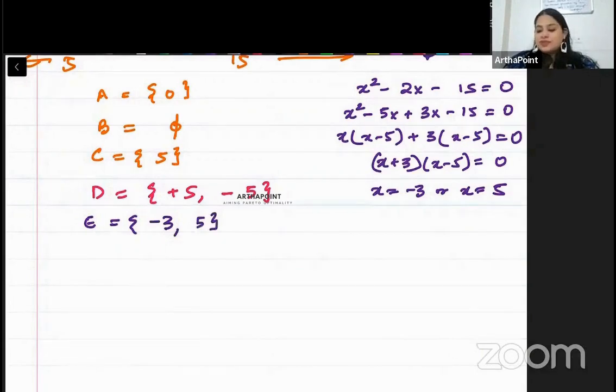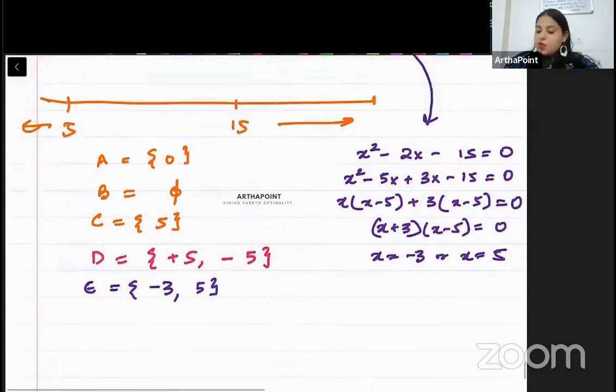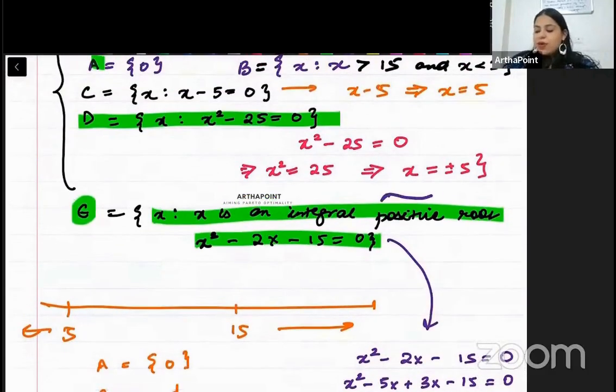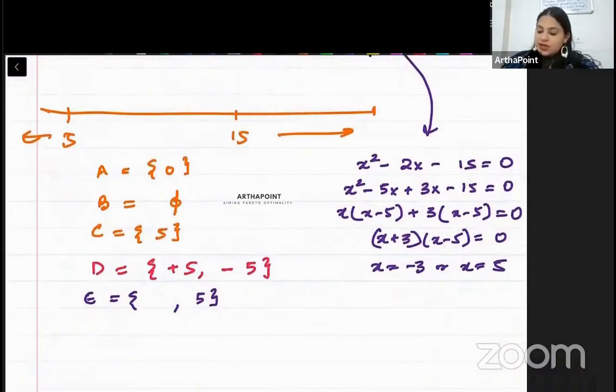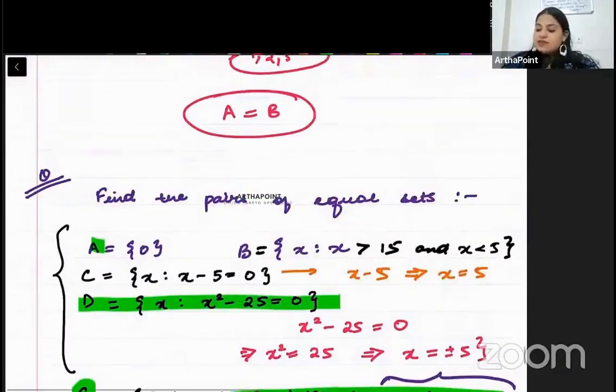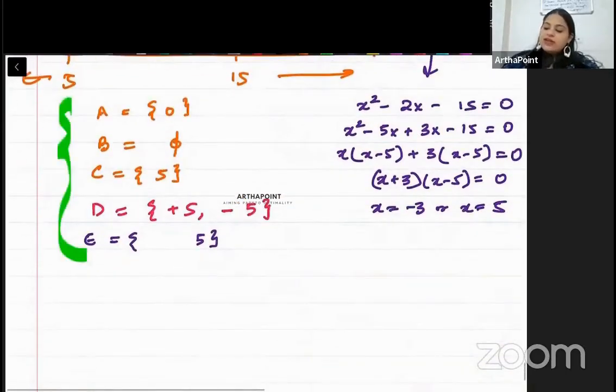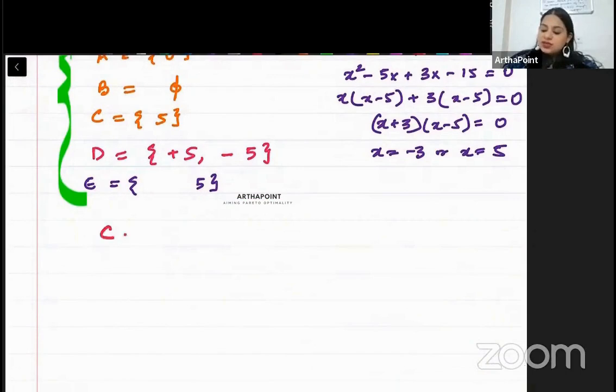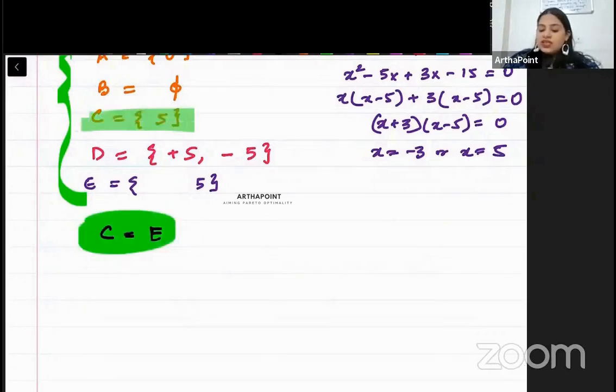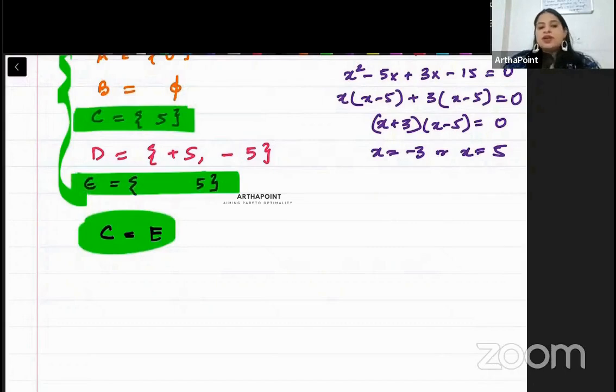So what do we see? There is just one thing left for me to do here. Note that this says it is integral positive root. So I cannot take the negative element. So I have to eliminate the negative element. Now it was asking which are equal sets. So beta, इनमें से कौन से equal दिख रहे हैं हमें? Clearly we can see that only C is equal to E. Otherwise, none of them are equal to each other. Only C is equal to E. Clear हो गया?